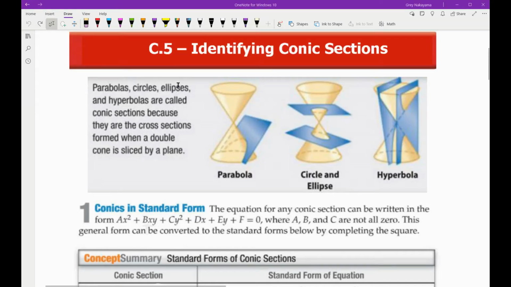Okay, today's lesson is 6.5, Identifying Conic Sections. We're bringing it all together, and I wanted to give you a little visual of what we've been talking about. Why are they called conic sections? Because they all describe the intersection of a plane and a double cone. So we have a parabola, we have a circle and ellipse, and then we have the hyperbola.